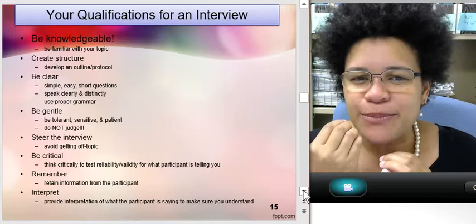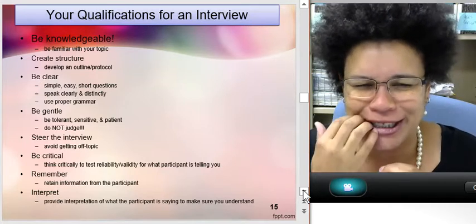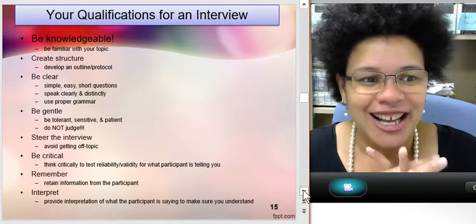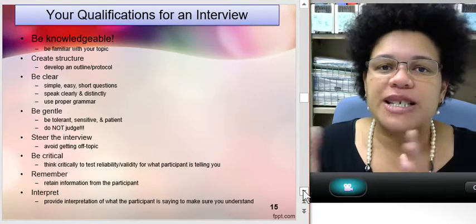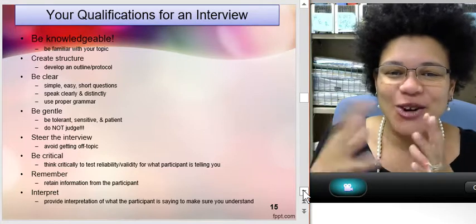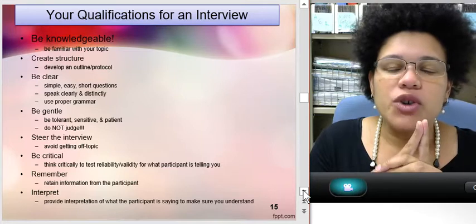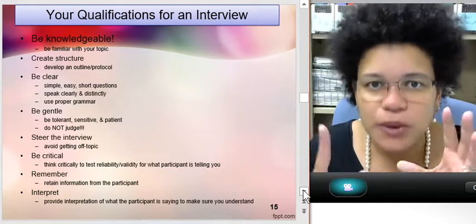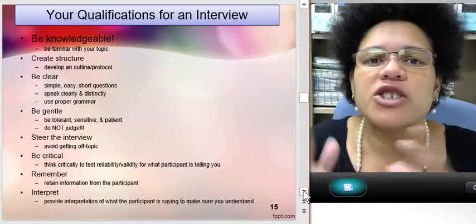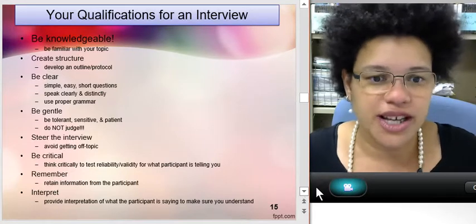thinking critically, but not speaking in a critical and judgmental way, and remembering things that the participant has told you, so they don't feel like you're not listening. And then finally, you can interpret or speak back to the participant at certain points and say, it sounds like what you're saying is X, just so you make sure that you're understanding.